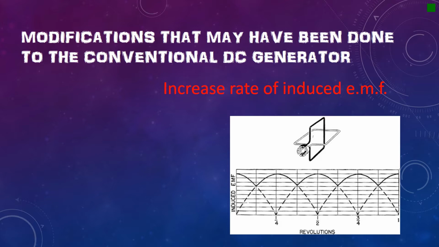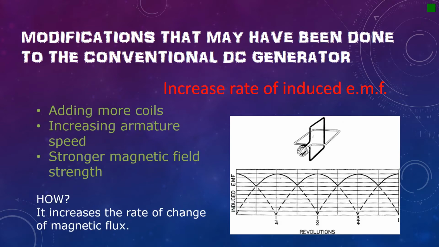And increasing the armature speed can also increase the rate of induced EMF, because increasing the armature speed means rate of turning the coils increases, which will increase the rate of changing of magnetic flux. So this will also increase the rate of induced EMF. And providing a stronger magnetic field will mean that there is more magnetic field. So in each revolution, the coil will change more magnetic flux, so this will increase the rate of induced EMF.